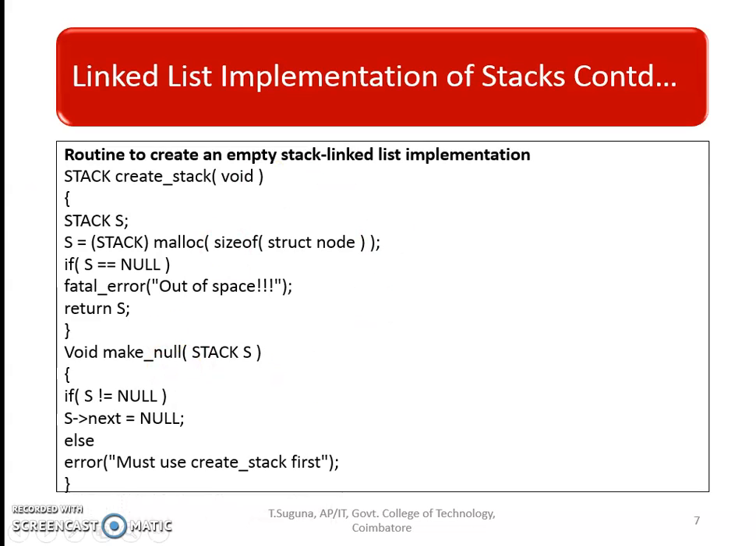Next routine is make null. Make null routine is used to make all the elements present inside the stack null. If any element is present inside the stack, then it is used to clear the stack. So check whether the S is null or not. If S is not equal to null, then only we are going to reset all the values to null. That is the performance of a make null operation.